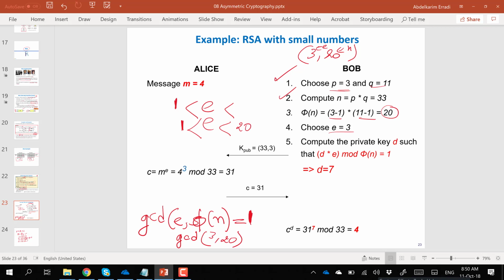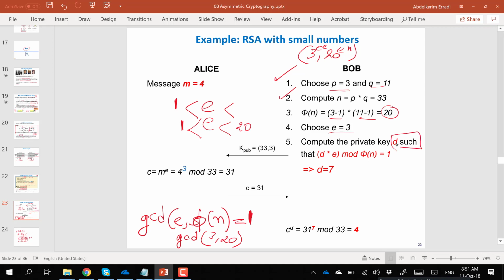The private key. The private key is not random. We have to generate it in a way that is related to the public key. What is the relationship between the private key and the public key? The inverse. Because what the private key is doing is undoing what the public key did. So the private key is the inverse of the public key. Okay? So we have to compute this D.